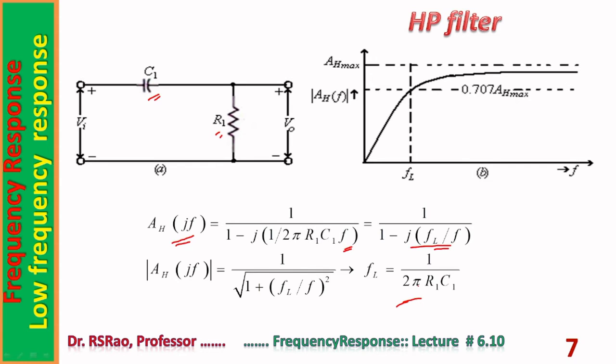Here FL is 1 over 2 pi R1 C1, and the magnitude of this particular function, the frequency response characteristic, is 1 over square root of 1 plus FL by F whole square. Graphically, one can sketch A(jf). The sketch appears like this. From this sketch, one can see that higher frequencies are allowed to pass to the output without much attenuation. Lower frequencies are attenuated heavily, separating lower frequencies and higher frequencies.